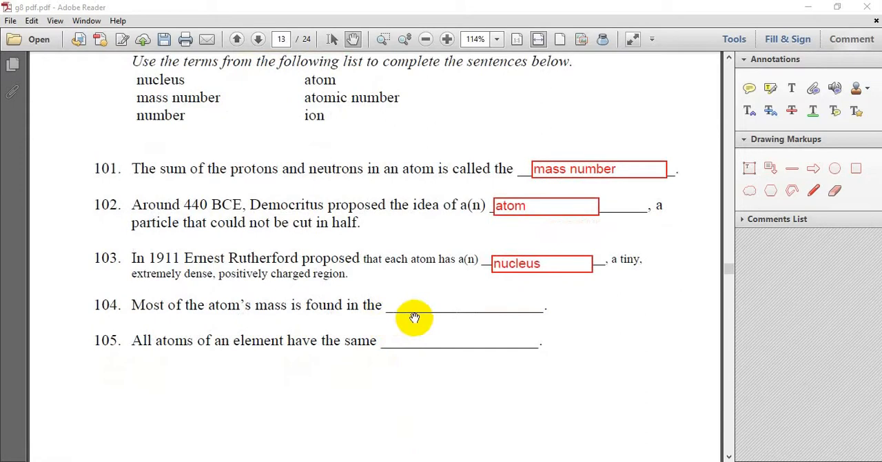Yes, we will choose it again, because the nucleus, as we said before, carries the protons and the neutrons, and both of them have a mass equal to 1 amu, but the electrons outside the nucleus are very light, and we consider their mass negligible. Question 105: all atoms of an element have the same, yes, atomic number, which is the number of protons.